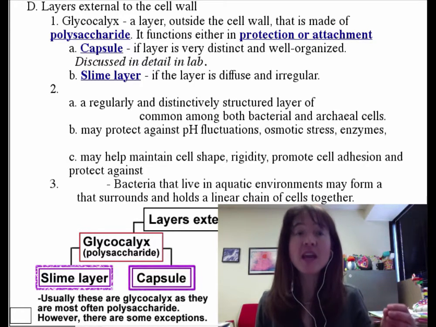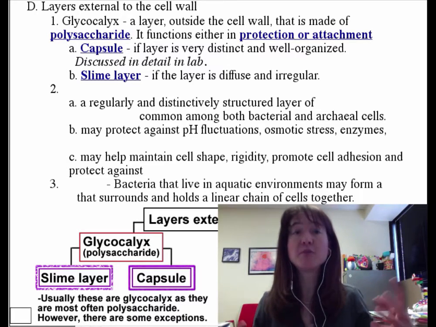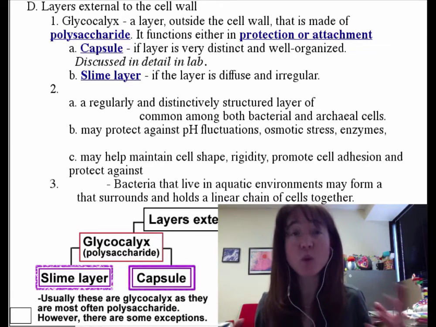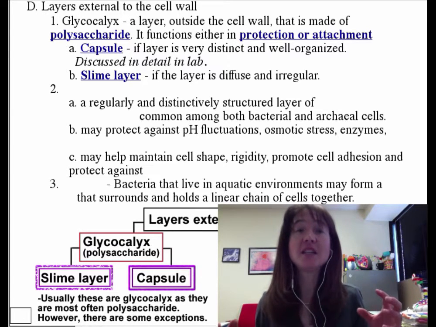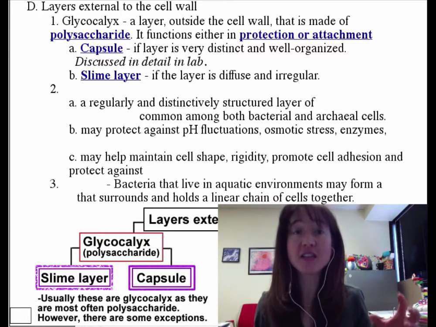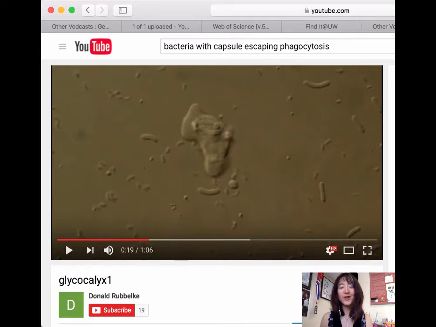For example, if a cell has a slime layer or a capsule, specifically, really, if it has a well-formed capsule, it has a very good defense against phagocytosis. And in this video, you're going to see an amoeba that is trying to engulf via phagocytosis two bacteria that are encapsulated, and it fails. So let's take a look.